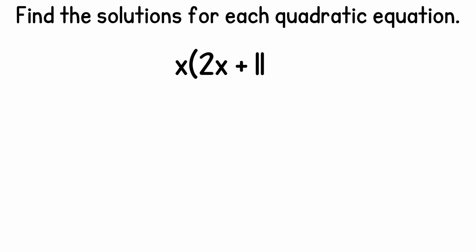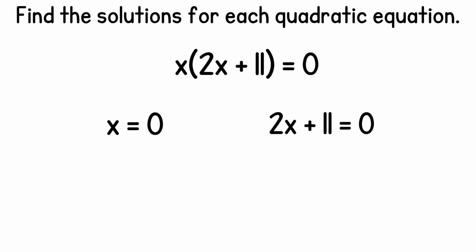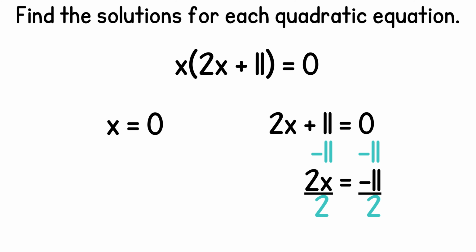Our next equation is x times (2x plus 11) equals 0. So we'll set each factor equal to 0 again. The first equation is already solved for 0. So we'll start solving on the other side by subtracting 11 on each side. This gives us 2x is equal to negative 11. Now we'll divide both sides by 2, which gives us x is equal to negative 5.5.